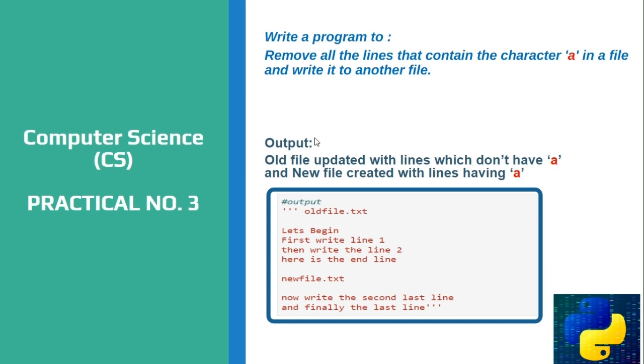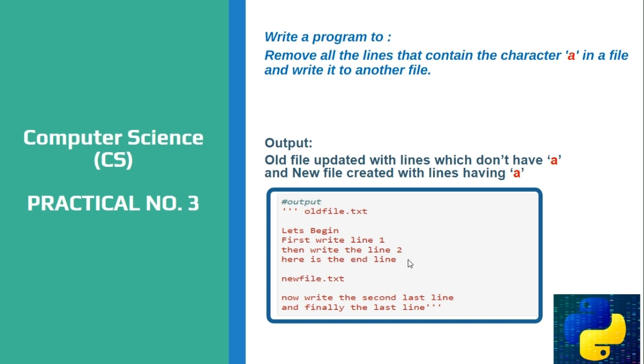So in practical number 3, we have to write a program to remove all the lines that contain the character A in a file and write it to another file. So the output will be the old file updated with lines which don't have the character A, and the new file created with the lines having A.